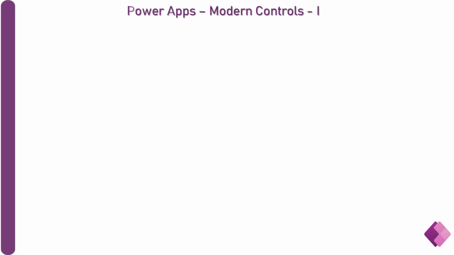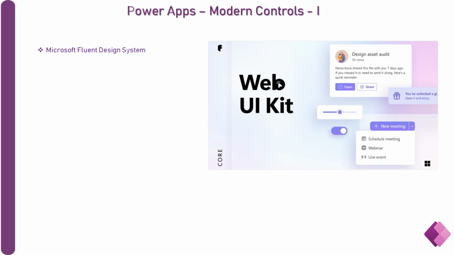What are modern controls? Modern controls in Power Apps are a new set of controls that are based on the Microsoft Fluent Design System. These controls are quicker and simpler to configure. They have high performance. They are visually appealing. By using these controls, you can take the look and feel of your Power Apps to the next level.